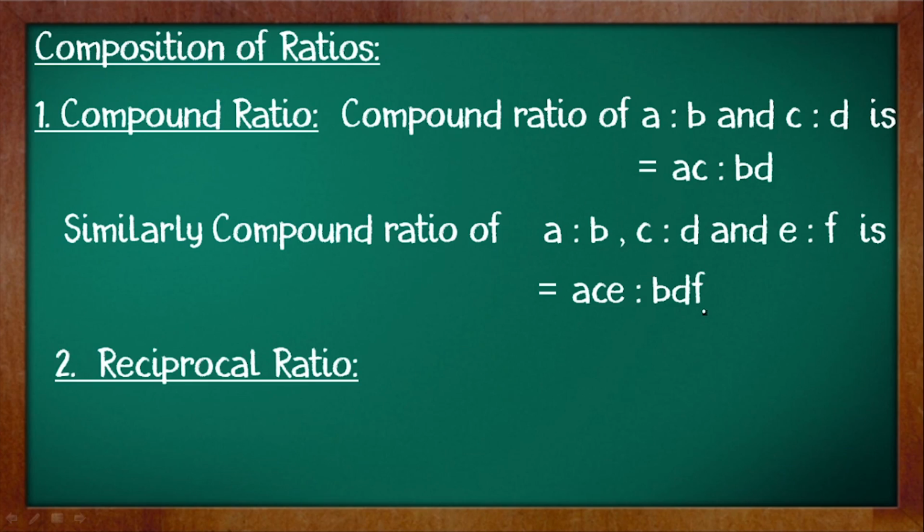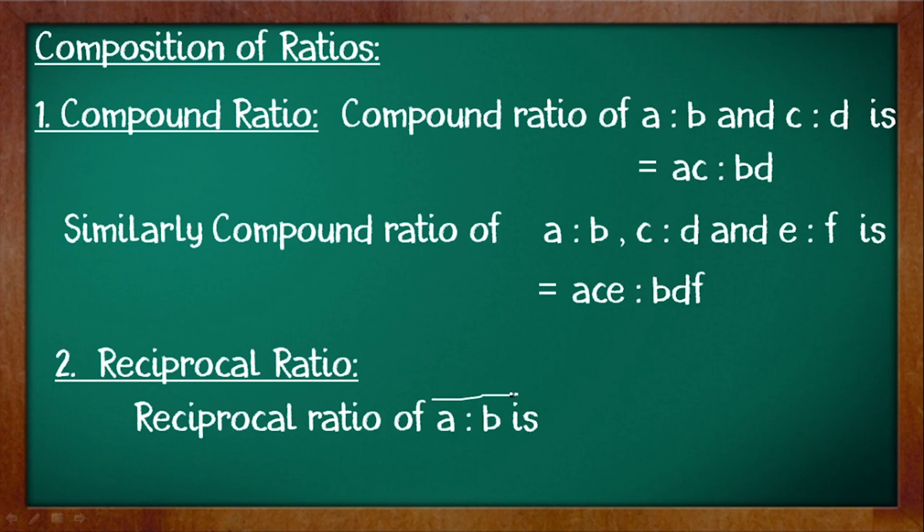Okay, next is reciprocal ratio. So there's one ratio, A is to B, and we need to find the reciprocal ratio of A is to B. A is to B means it is A by B. So what is the reciprocal of A by B? It is B by A. So the reciprocal ratio of A is to B will become B is to A. It is just the opposite, interchanging the places of the first part and the second part, or the antecedent and the consequent. Okay, so we get this.